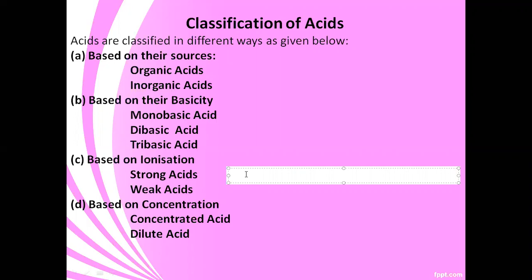The acids are classified based on ionization into strong acid and weak acid. Strong acid means an acid that ionizes completely in water. In aqueous solutions, the acid is completely ionized. That is called strong acid.